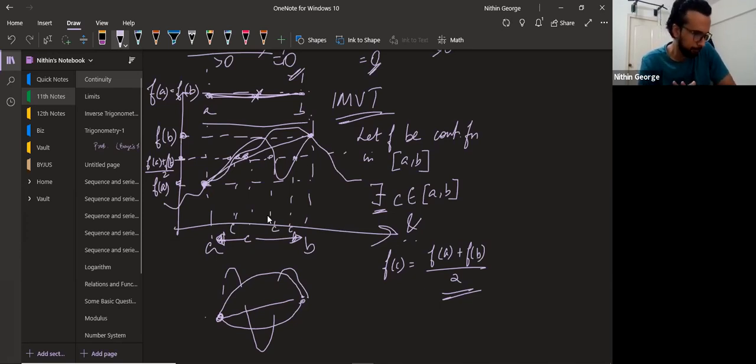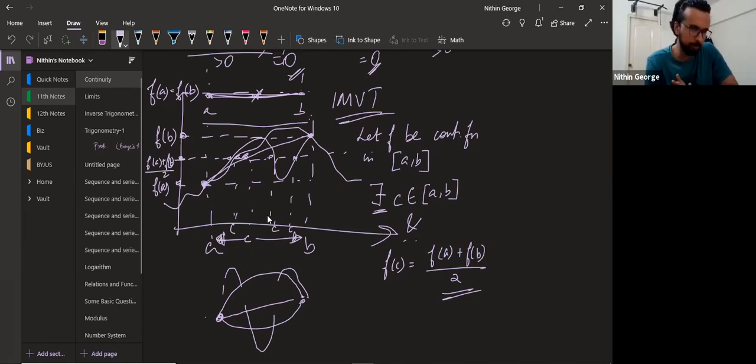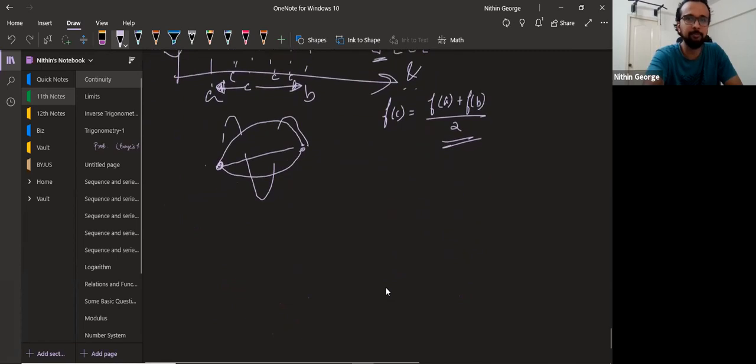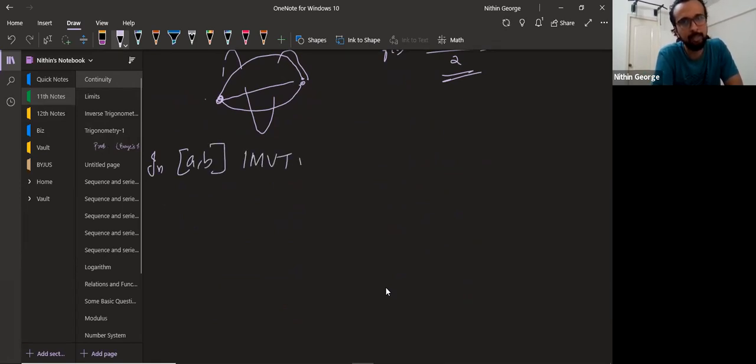I hope you wrote the notes properly for this. Now, tell me, it's called IMVT, the Intermediate Value Theorem. Now, the question is, in A comma B, IMVT is applicable, true or false?